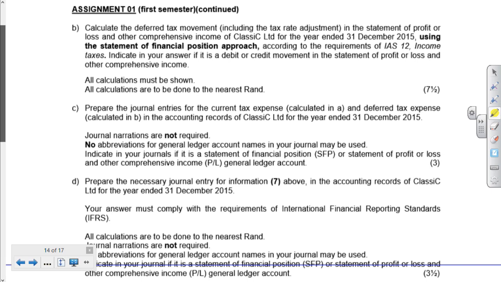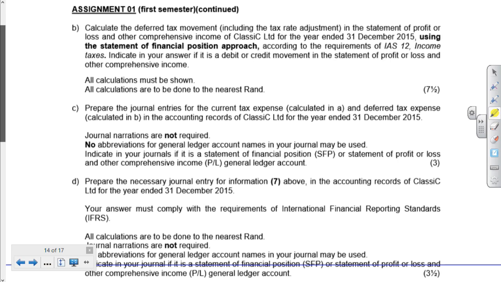So what do we need to do in order to do a movement? Deferred tax beginning of year, deferred tax end of year, T account, or vertical calc, or timeline with the movement. B, prepare the journal entries for tax expense and deferred tax expense. Yeah? So what are the journal entries? It's debit in the P&L and credit a tax liability, isn't it? Or debit in the P&L and credit a deferred tax liability.